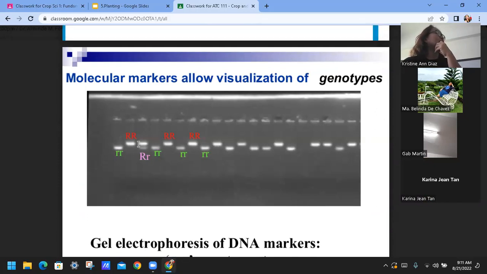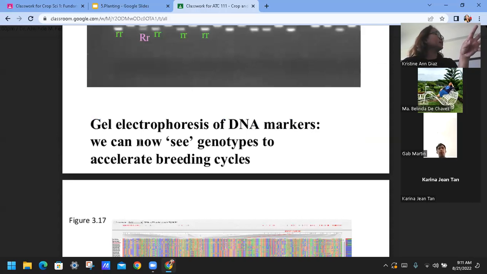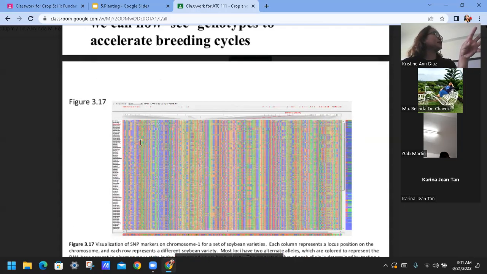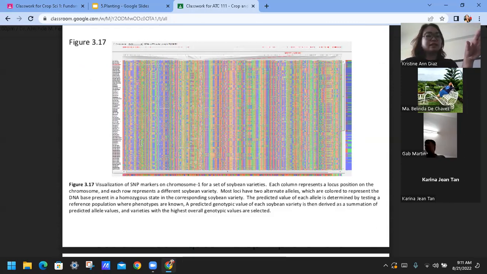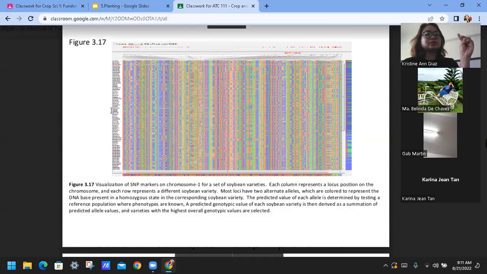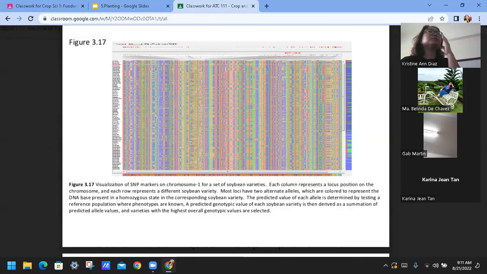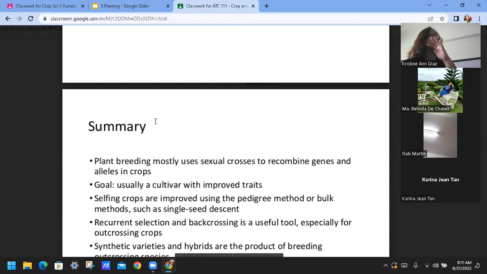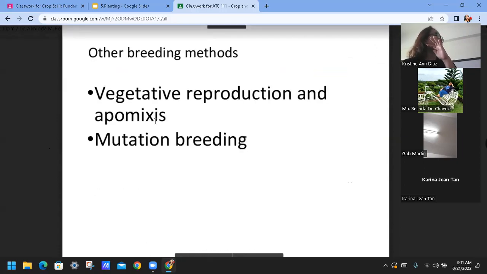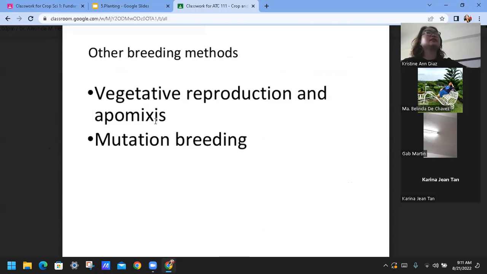You can see here which one was selected. Using the molecular markers, you can see which one to choose. It's more high-tech, using gel electrophoresis to accelerate the breeding cycle, given the number of markers or chromosomes in the case of soybean varieties. Super duper. And then we have other breeding methods aside from the techniques already mentioned.